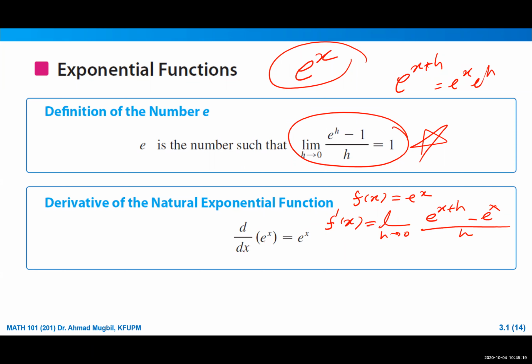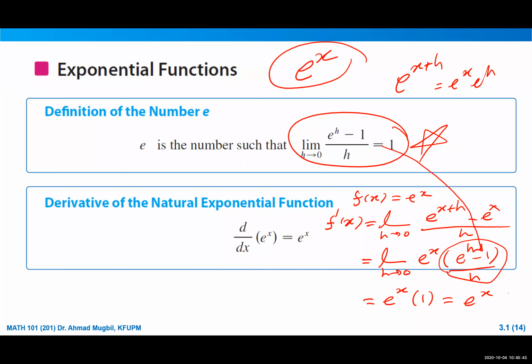You know that. So you can take e to the power x as a common factor. So it will be the limit as h goes to 0 of e to the power x times e to the power h minus 1 over h. Now, the limit of e to the power x when h goes to 0 is e to the power x. It does not depend on h. Now, what is the limit of this when h goes to 0? Here it is. It is 1.